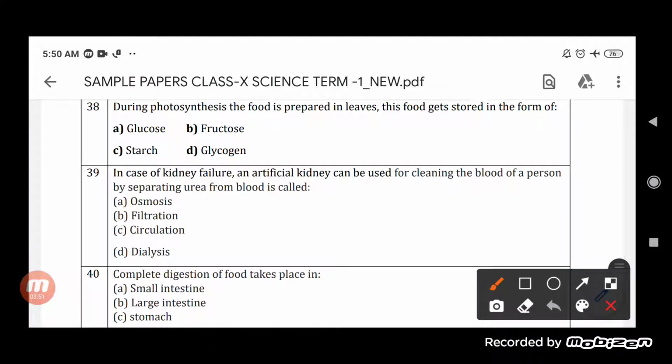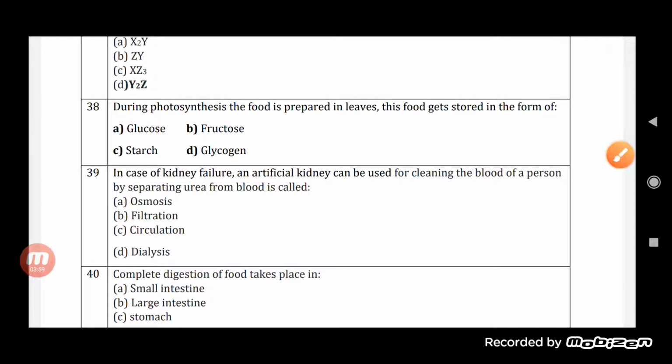So here the correct answer will be starch. That food is stored in the form of starch. Although you know that the food prepared by the plant is glucose, excess glucose is stored in the form of starch here. Now see the next question, question number 39.